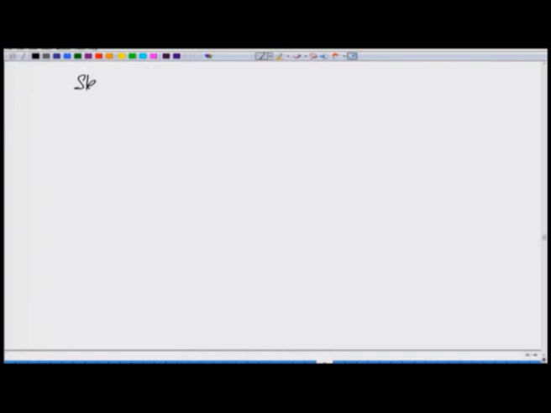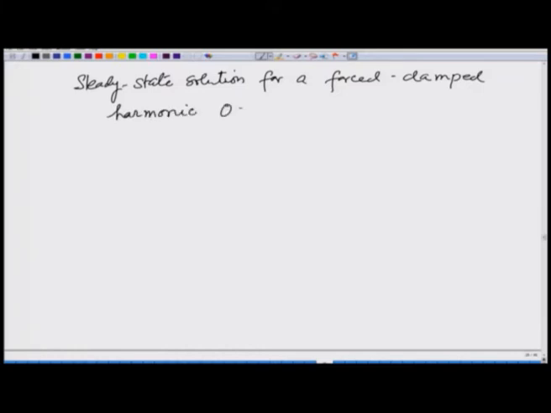Steady state solution for a forced damped harmonic oscillator.